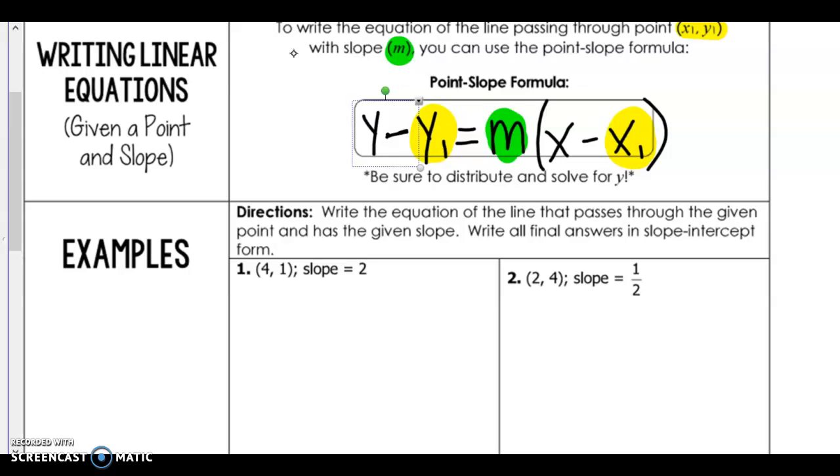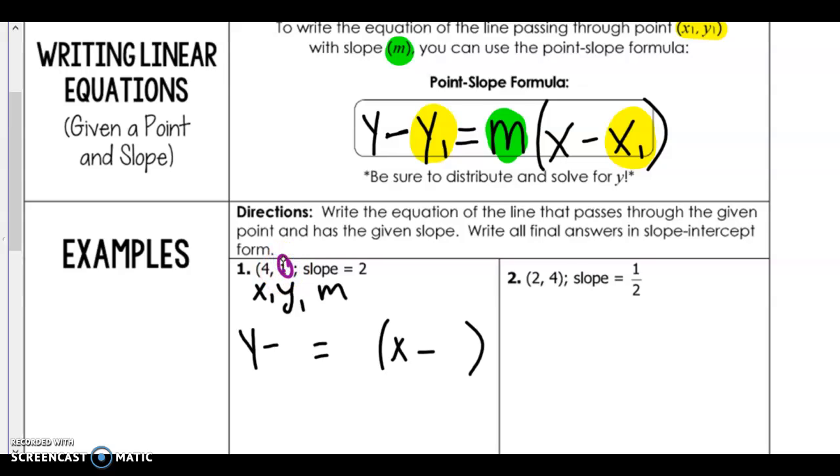Okay, so when we went over this in class, we started off by labeling these. The first number in your ordered pair is the x. So in this case, this is my x1, this is my y1, and the slope is always your m. When we write the equation, I would always do y minus something, leave a blank, equals m, leave a blank, x minus something. Where those blanks are is where we plug in what we were given. So in this case, y minus y1.